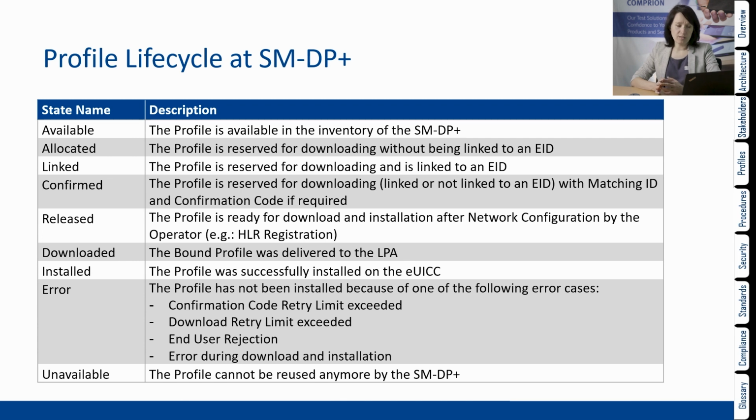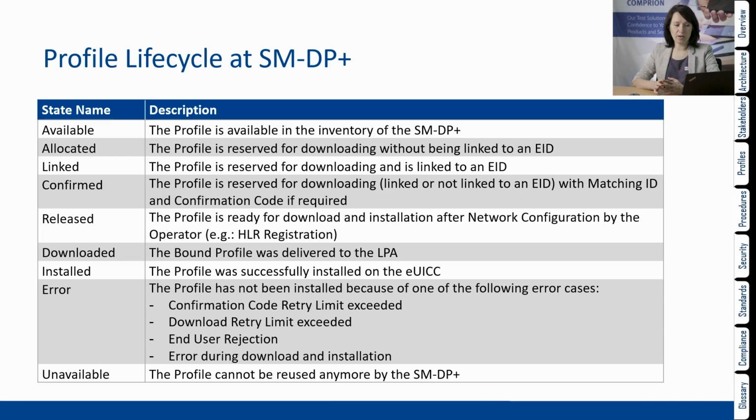Installed is when the profile was successfully installed on the EUICC. You remember there is this notification procedure, so the SM-DP+ will note it. And the error state is when the profile has not been installed because of one of the following error cases, like confirmation code retry limit exceeded. So there is a specific retry limit for this confirmation code. If you enter it wrongly, then there's the specific limit, so it can be the case it exceeds. There is a download retry anyway, so this limit can exceed as well. And maybe by end user rejection or any other error during the download or installation.